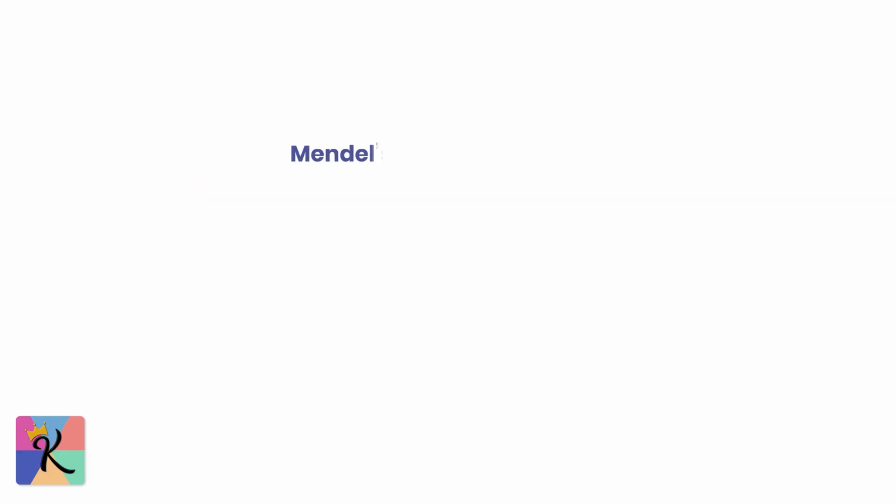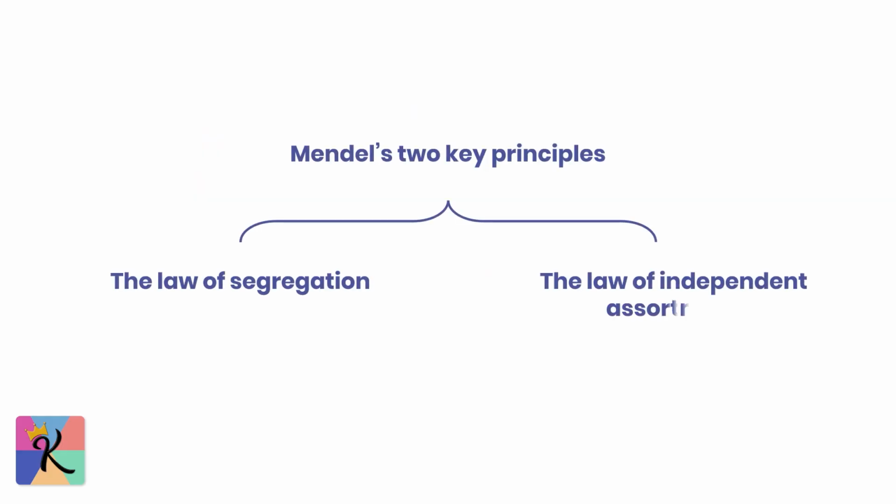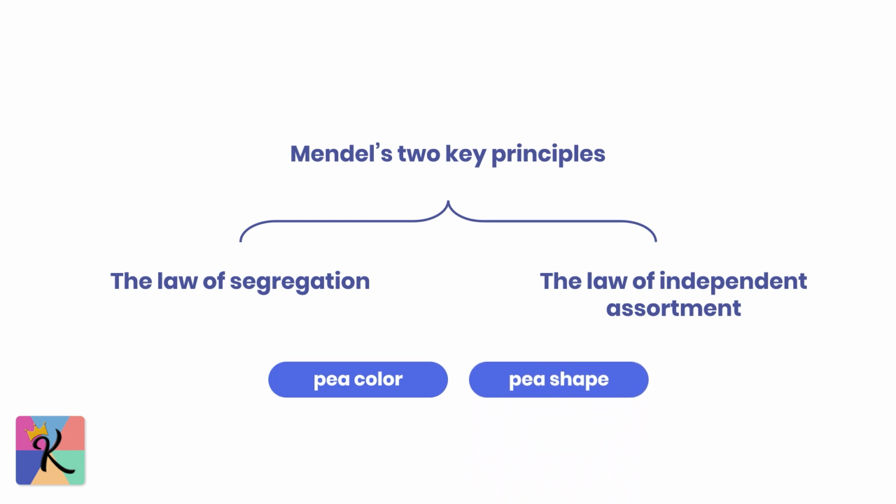In this video, we'll discuss Mendel's two key principles, the law of segregation and the law of independent assortment, and how they shape our understanding of genetic inheritance. Along the way, we'll use examples of pea color and pea shape to demonstrate these concepts. Let's dive in.